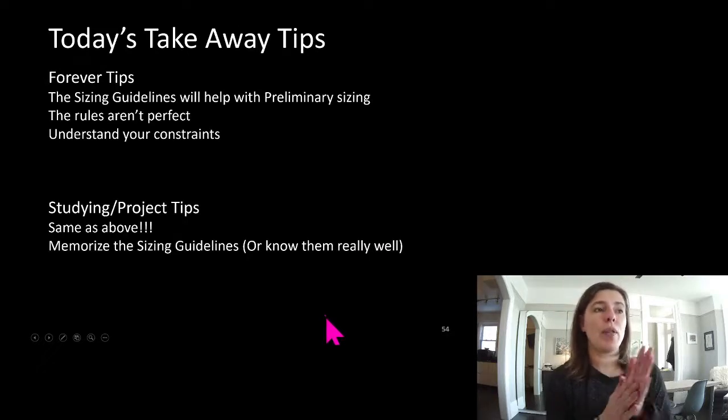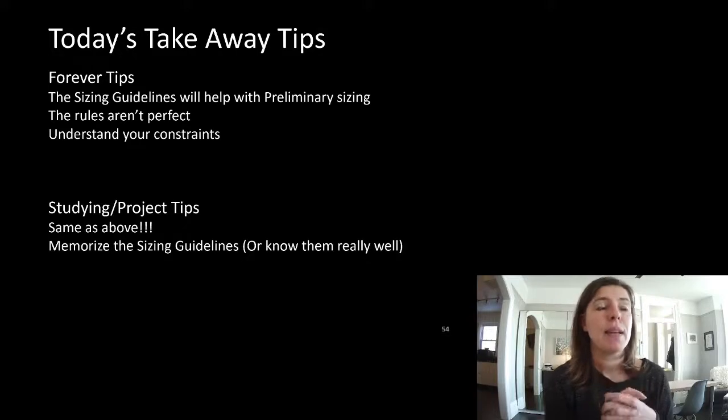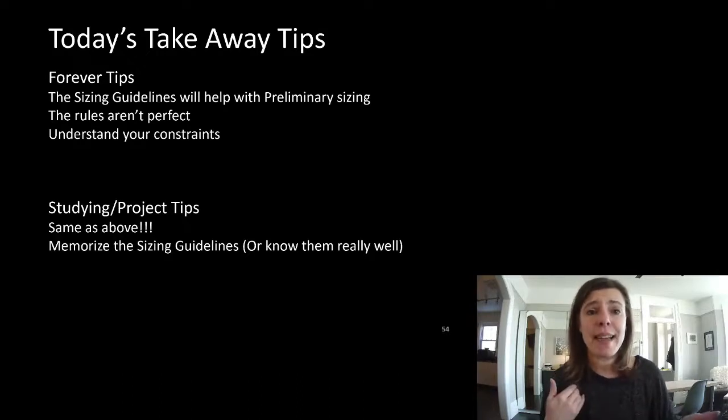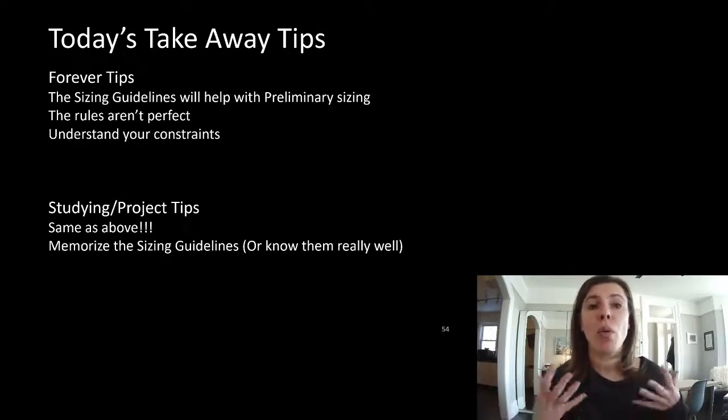So your tips going forward, forever and ever tips. The sizing guidelines are always going to help you with your preliminary sizing. That is going to be a thing that you are going to do again and again throughout your career. You should understand, though, that those rules are not perfect, and you should understand what your constraints are. So if you've got joists at 24 inches on center, maybe your plywood being 3/4 inch isn't applicable anymore. And maybe the sizing guidelines for the length of those joists don't apply the same way. So understanding when things aren't normal is part of the ability of using the sizing guidelines.